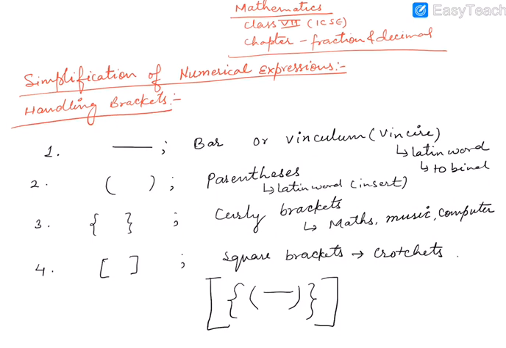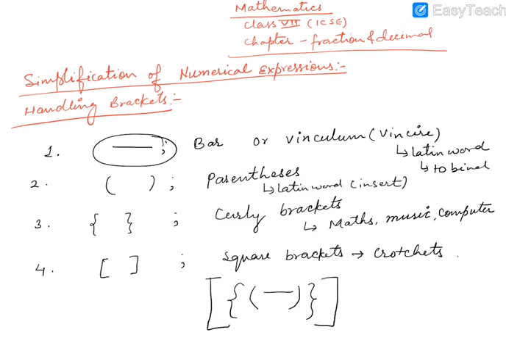The first one, you can see that this bracket is known as bar bracket or vinculum bracket. This word vinculum came from vincere. Vincere is a Latin word, and the meaning of vincere is to bind something. With the sign of this bar bracket or vinculum, we bind two fractions or two whole numbers or two integers.